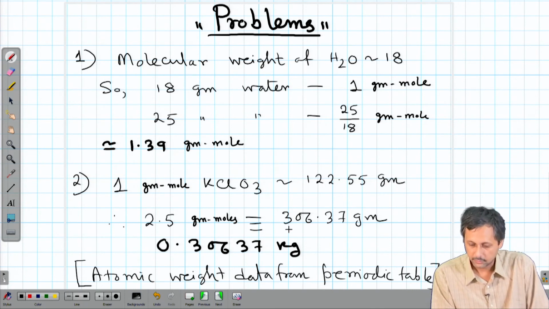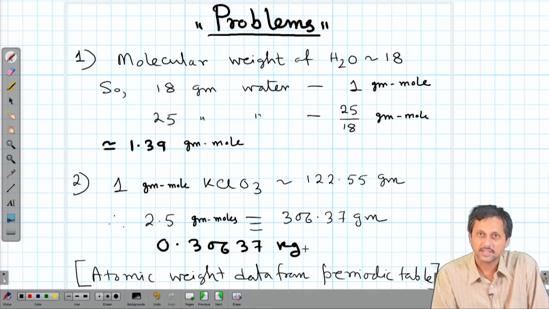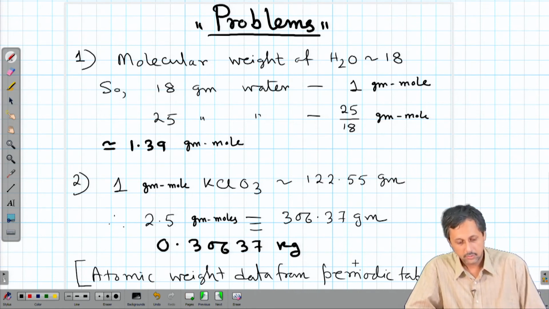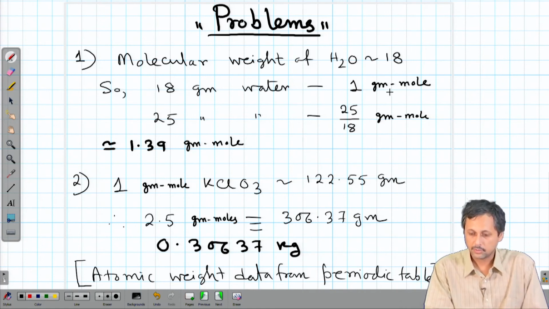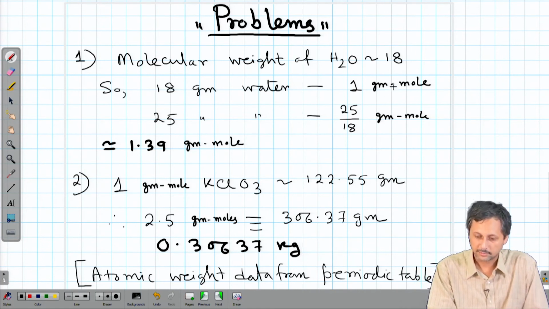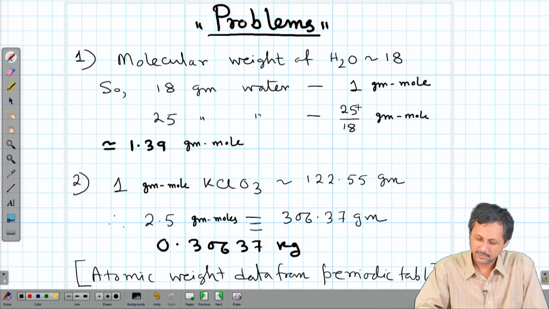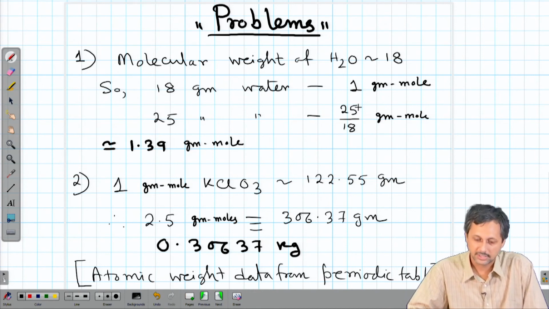Yeah, this will be 306.37 grams, which is 0.30637 kg. Okay. So, of course, if we want to compute the number of moles, we have to express everything into kgs, but the basic calculation does not change.